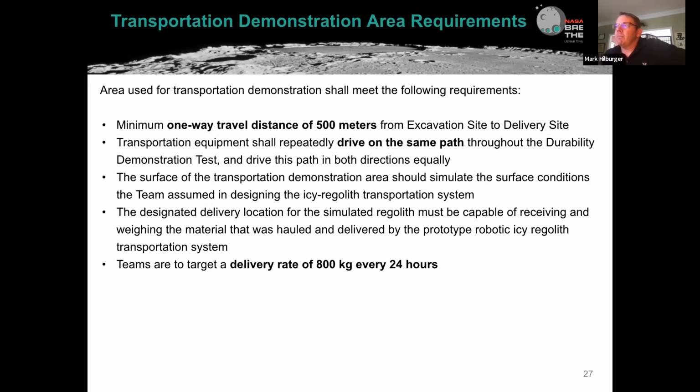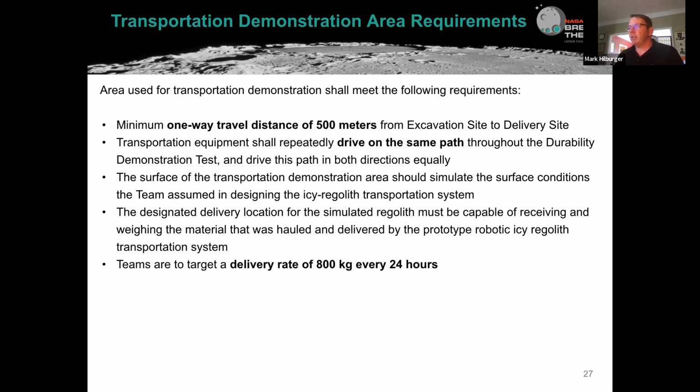Okay, so let's see, we're on slide 27. Transportation demonstration. We started with the excavation demonstration, and the second part of the demonstration is associated with transportation of the material excavated. One of the requirements would be a minimum one-way travel distance of 500 meters from the excavation site to the delivery site. This is a ballpark estimate of what we think a typical distance between these two locations might be on the lunar surface. And so that's where that distance came from.